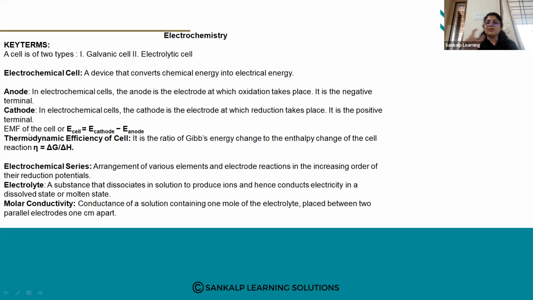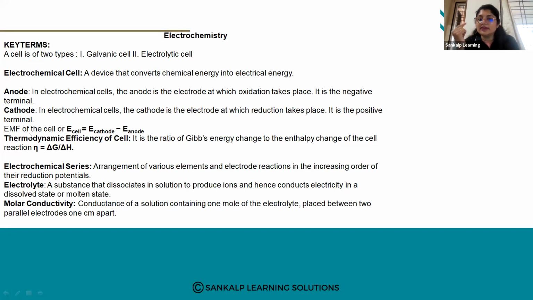So we'll study some of the terms. What is anode? In electrochemical cells, the anode is the electrode at which the oxidation takes place. Oxidation means there will be loss of electrons, right? So this is called the negative terminal. Now you know when you take a battery, there will be a positive terminal as well as a negative terminal, right?